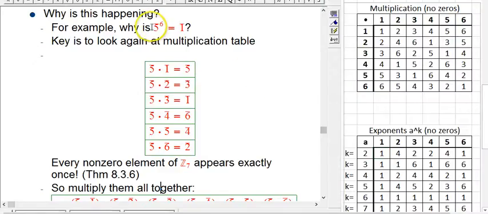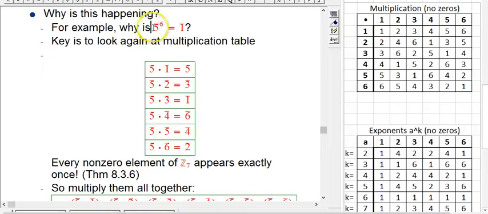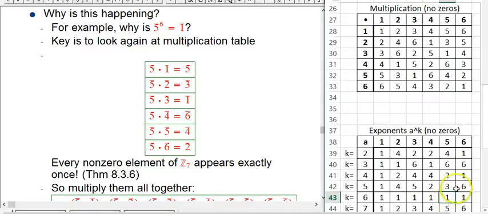Let's look at 5, or 5 bar as I'm writing it. Notice I'm not writing the bars in the tables because it's a lot harder to do that in Excel. But over here, I'm trying to be consistent about writing elements of Z mod 7 with the bar over them. So I'm going to take 5 bar and raise it to the 6th power. And if you just calculate that out, somewhat laboriously, you get 1. That's this entry in the table right here.